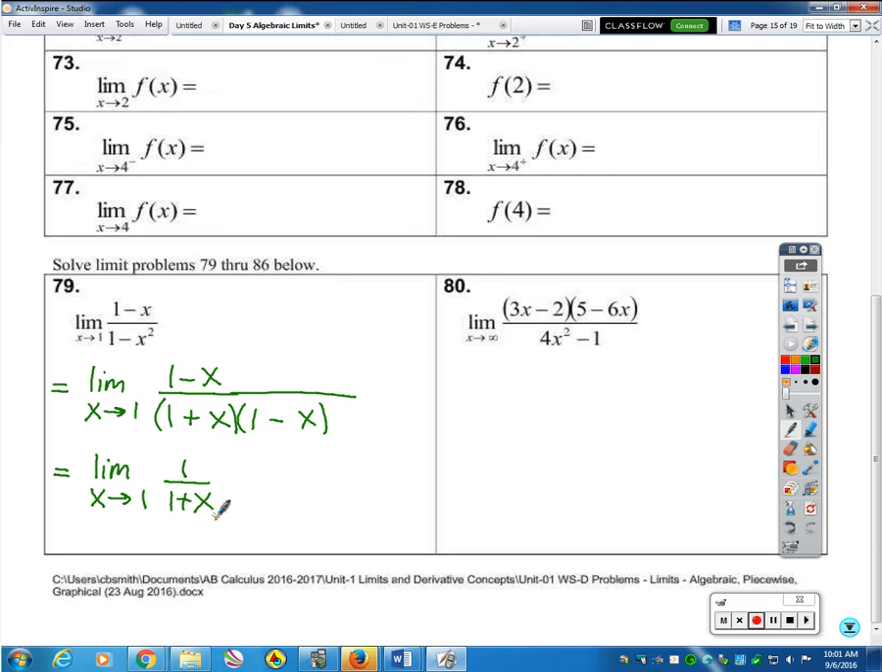Mental exercise. If I plug in something close to one, whether it's a little more than one or a little less than one, the denominator is going to be very close to 2. Therefore, this limit is 1/2. It is crucial that you always remind yourself, you're not plugging in 1, you're plugging in close to 1. Don't ever think you're plugging in 1.